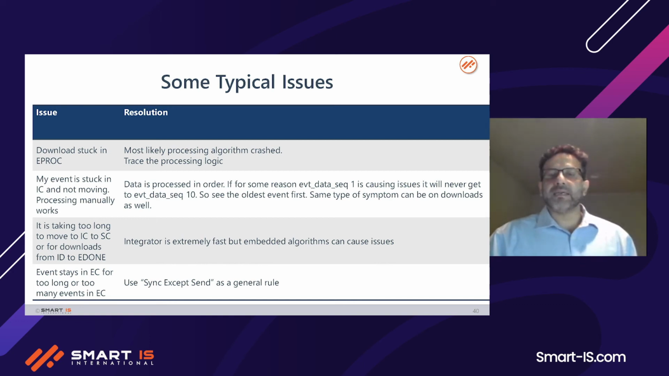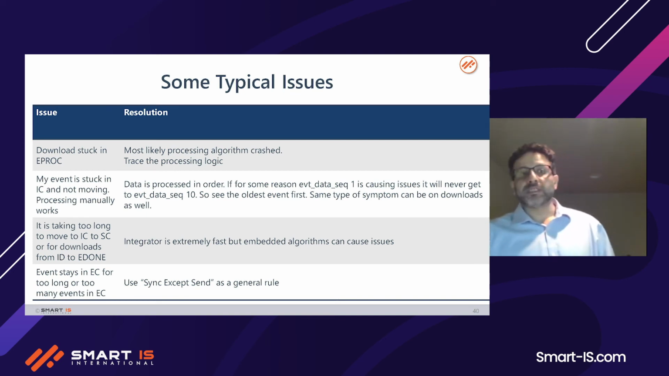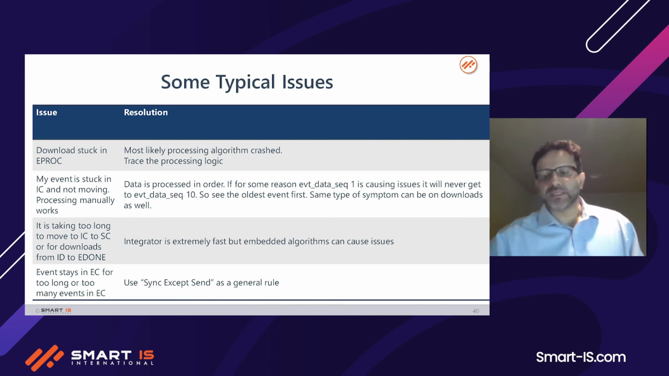There, the idea is that Integrator wants to send data to the other systems in the order it was sent to it, right? So if this is happening to you, what you should do is find the oldest event in IC, and then you would most likely see what I described in the row above, that event, for some reason, maybe a processing algorithm crashing or whatever, is not moving to SC. And that is why your next events are not going to SC either. Integrator's bias is that it wants to send data to the system in the order it got in.